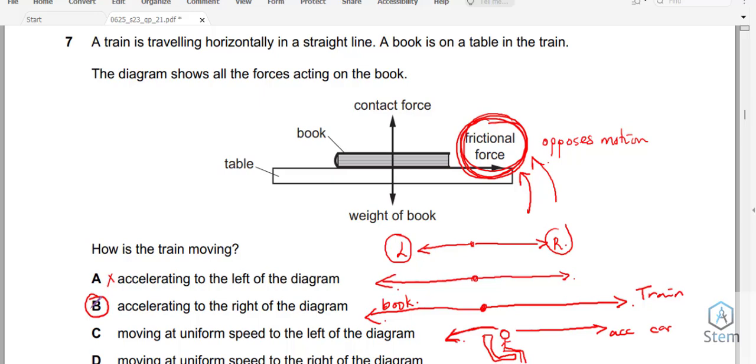I want to talk about C and D. When the train is traveling at uniform speed, that means it's not accelerating or decelerating. Then the book is not going to experience any friction to the right or to the left. If the speed is uniform, it means no acceleration, and therefore, the book is not going to move to the left or to the right.